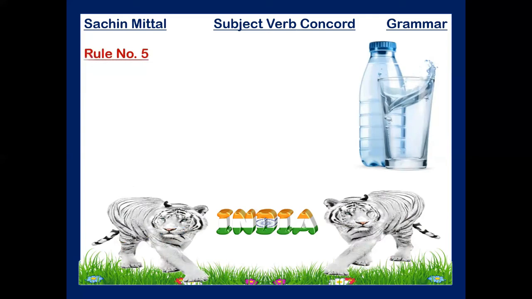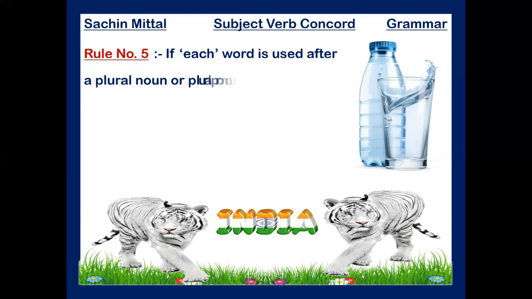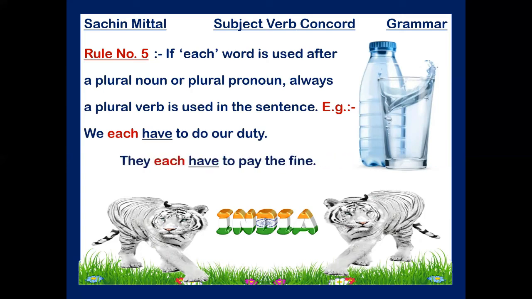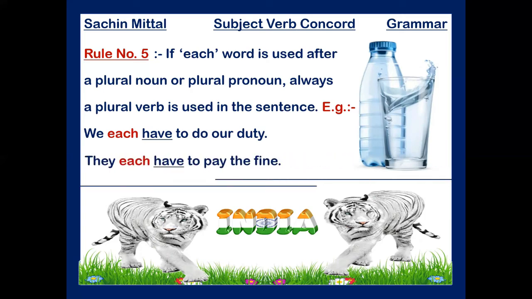Rule number 5. Students, this rule number 5 is an extension to rule number 4. Here there is something additional for the word each. We have just said in rule number 4 that whenever the word each is used in a sentence, each is always to be taken as singular. Now rule number 5 says that if you are using the word each in a sentence, but, mind it, but this word each is following a plural noun or a plural pronoun, right?